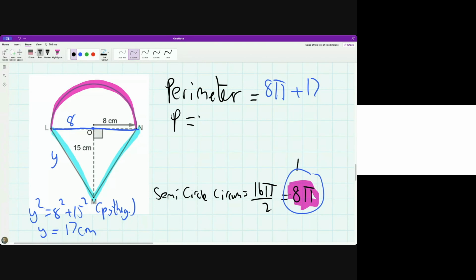I'm getting 42.13 centimeters. Give me a thumbs up if you're with me. Am I making a mistake? Let me try again. 8 times pi is 25.13 plus 17, 42.13. Yeah, that is correct.